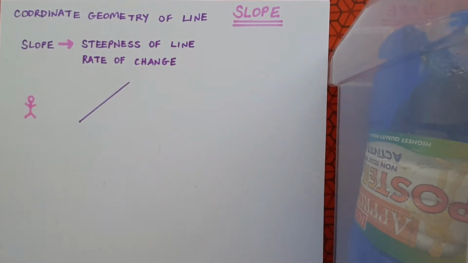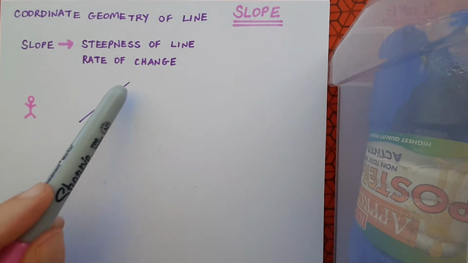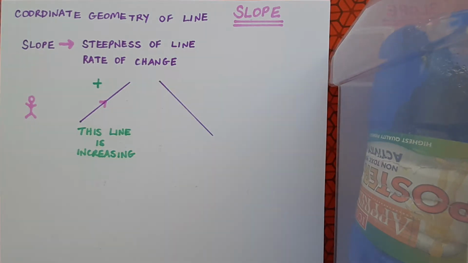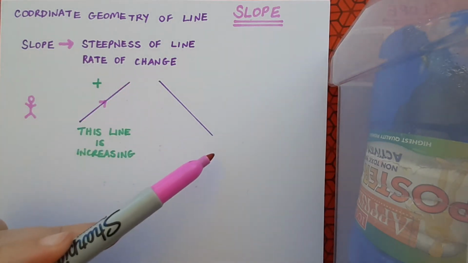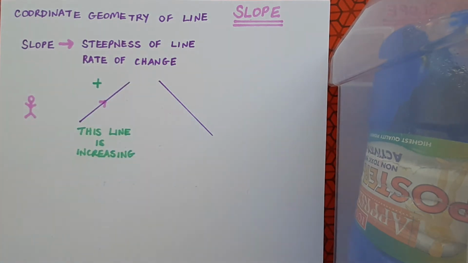When we look at a line, we always imagine that we're looking at it from the left-hand side of the page. So when we read this line, we can see that it's sloping up. A line like this has a positive slope. We can say that this line is increasing. This line is sloping down if we look at it from the left-hand side, and so we can say that it has a negative slope, or we can say that the line is decreasing.